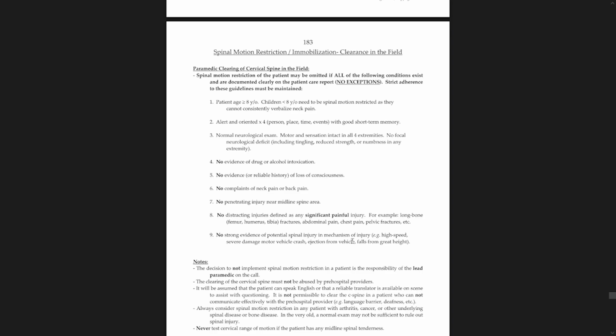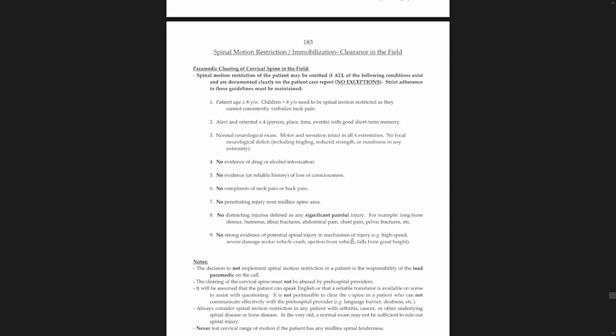Regarding spinal motion restriction or immobilization clearance in the field, the paramedic clearing of a cervical spine in the field. Spinal motion restriction of the patient may be omitted if all of the following conditions exist and are documented clearly on the patient care report.